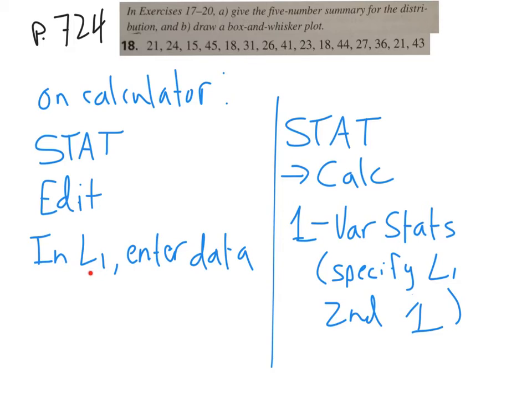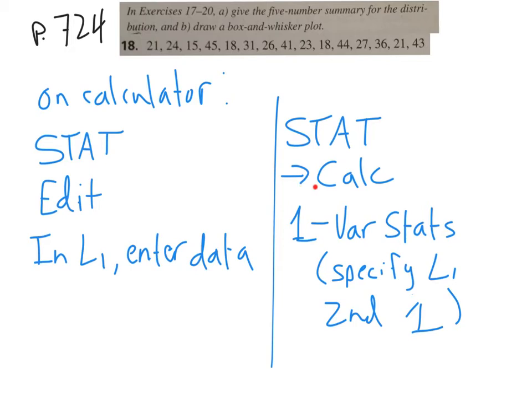And in L1, list 1, what you're going to do is enter all these data values. You should be able to go to L1, go to a blank spot in the data set, and type in 21 and press enter, and then that should go in the list. Then type in 24 and press enter, and 15 and press enter, etc., until you get through all this data. So you're going to enter each value, and then you should have a nice list of all your data in your calculator.